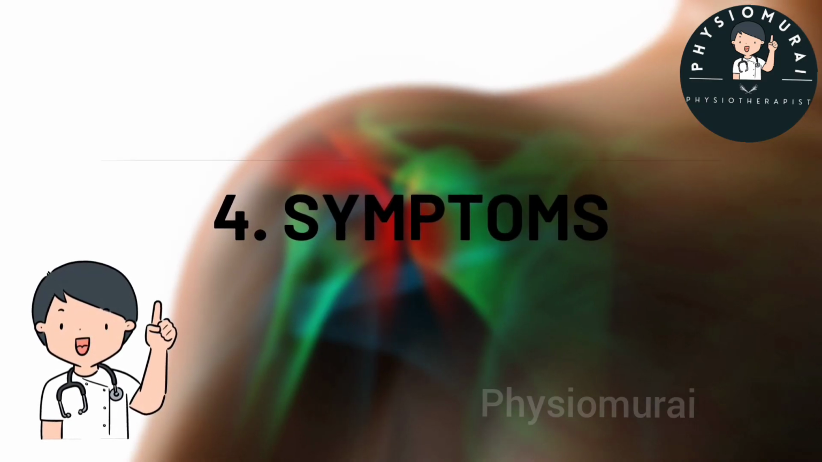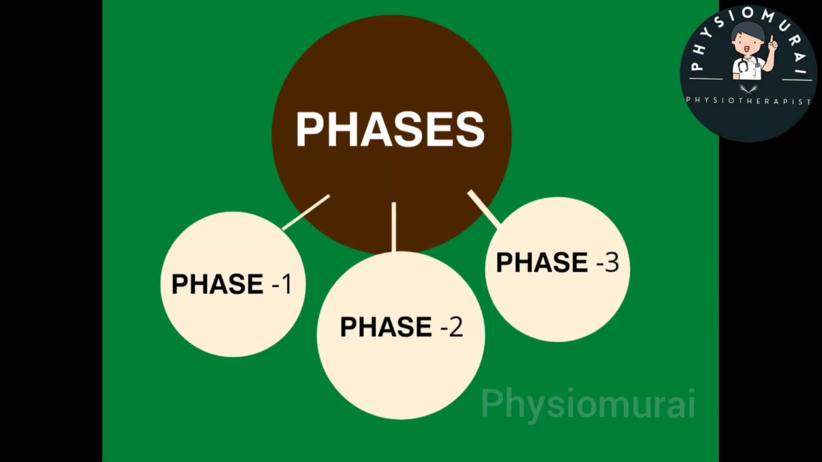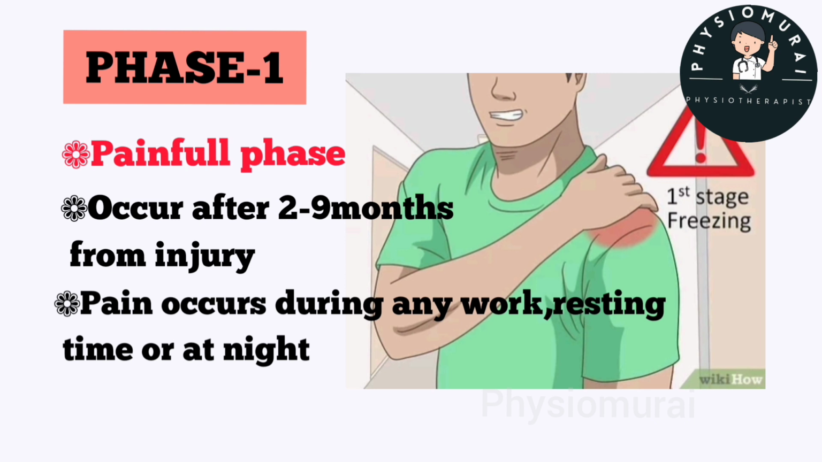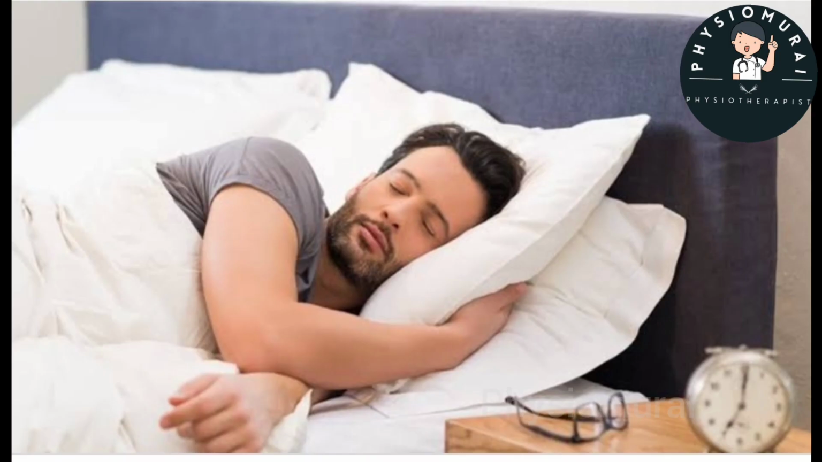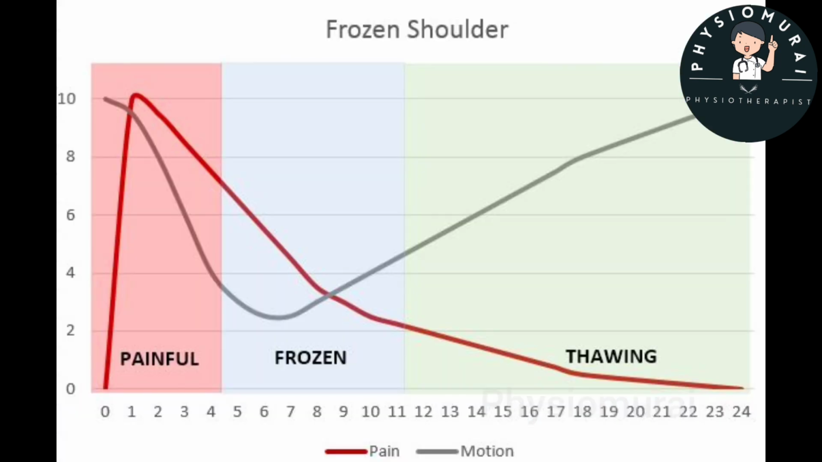Symptoms: There are about 3 phases, namely phase 1, phase 2 and phase 3. Phase 1 is also known as the freezing phase and it is the most painful phase. It occurs after the injury, in between 2 to 9 months. Pain occurs during work and at night time. Hence, this phase is called the most painful phase.